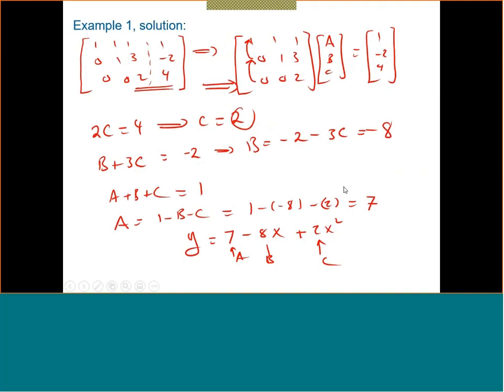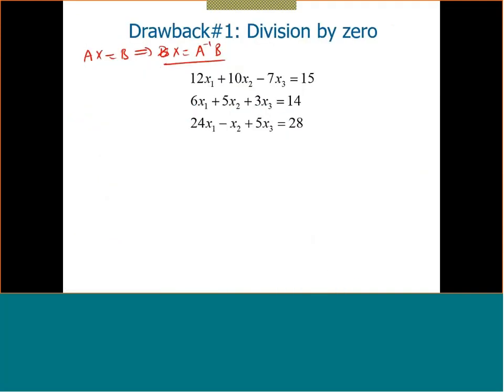Okay, so let's see what the drawbacks of the Gauss eliminations are. They are not perfect. So if I want to solve this, let's start with the first one. If I want to solve this system of equations, I will write them here in the matrix form: 12, 10, minus 7, 6, 5, 3, and 24 minus 1 and 5, 15, 14, 28.